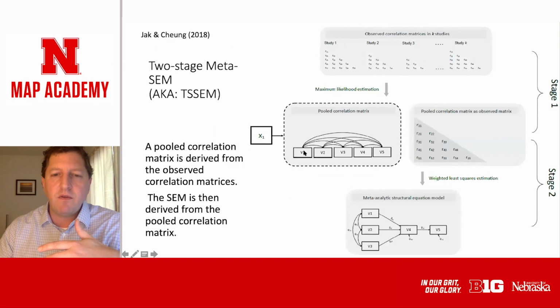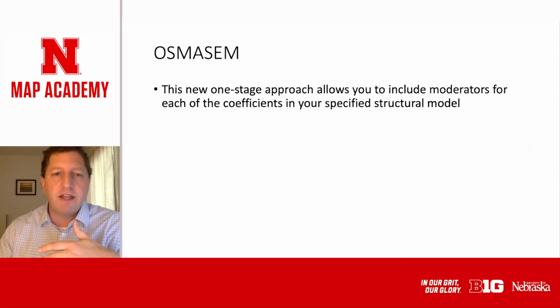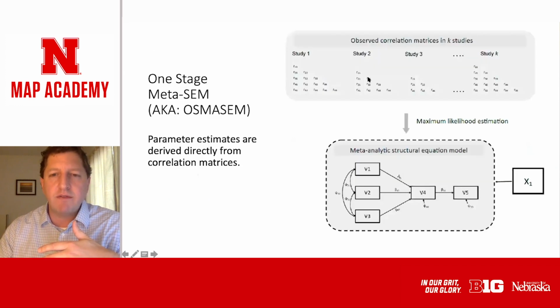And then you estimate those correlations, and once you have a pooled correlation matrix, it can then help you estimate the path model. There is a one-stage meta-SEM as well, where you go directly from the correlation matrices into the structural equation model. You can have missing effects in here. So study 1 has more effect sizes, or more correlations, than study 3 on this graph.